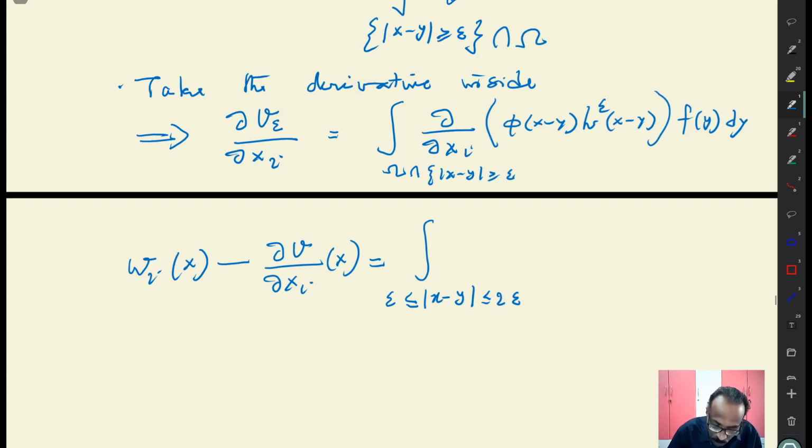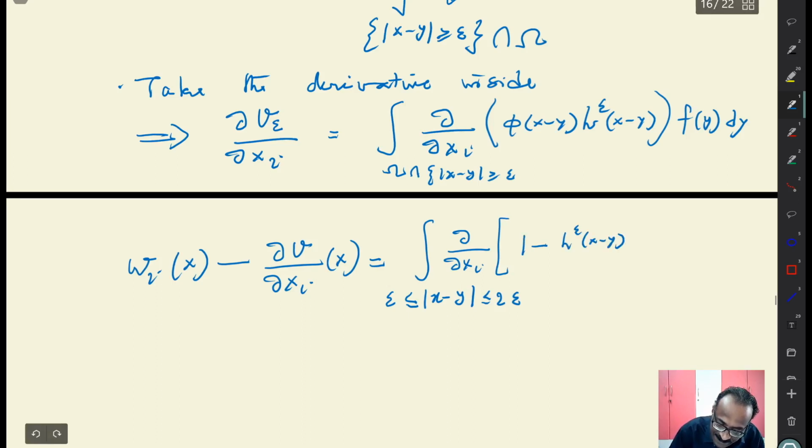So you will get only this inside. I can write this as exactly equal to d by dxi. Here it is 1, and only in this interval h epsilon has a value other than 0 or 1. So you will have 1 minus h epsilon of x minus y. This is a little trick, the regularization, with phi of x minus y. The integration is with respect to y and the differentiation is with respect to x.